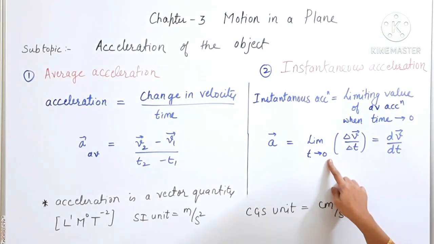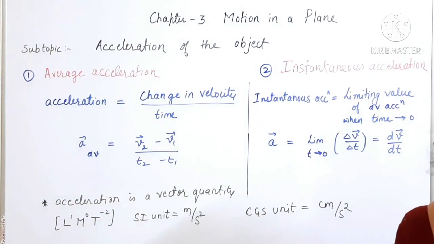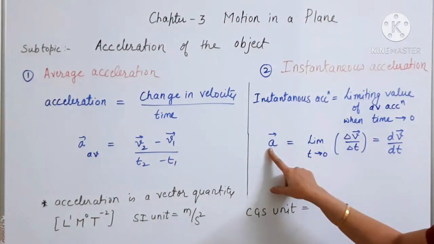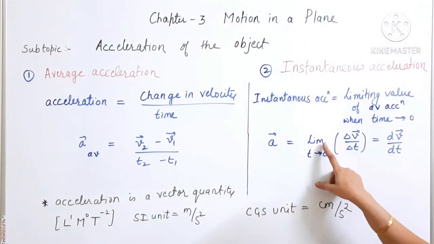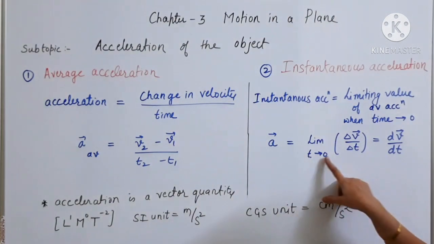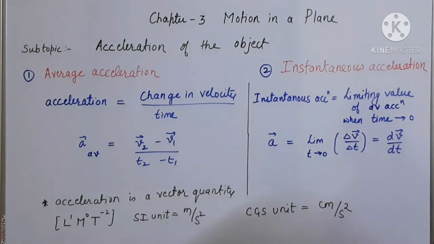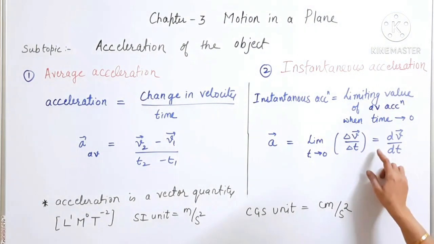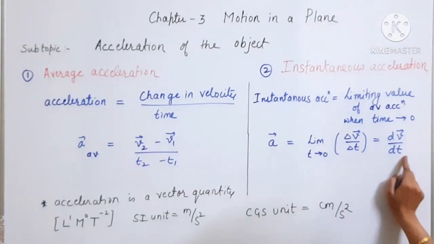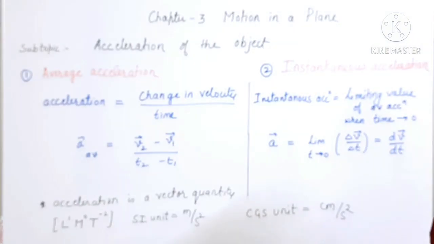Then if time is zero, there cannot be any acceleration because time is only zero, but it is tending to zero, it is very very small. So this is the instantaneous acceleration, which is the limit of time tending to zero, delta v upon delta t. In the differential form we can write dv by dt. So this is the instantaneous acceleration of the particle.